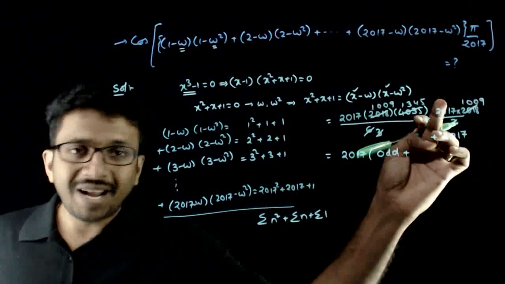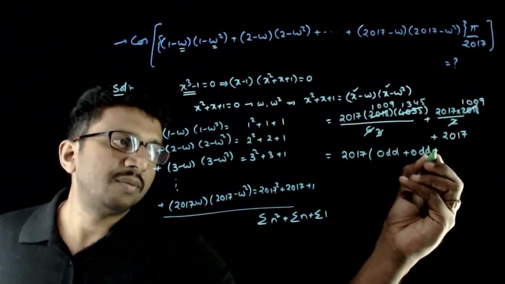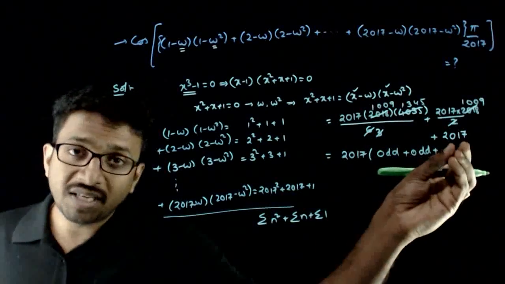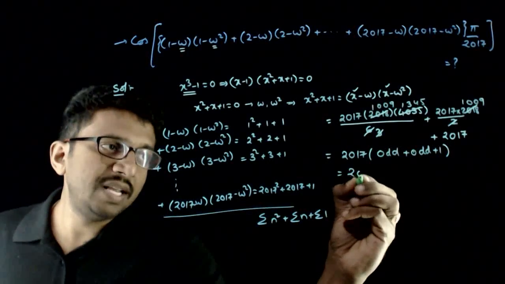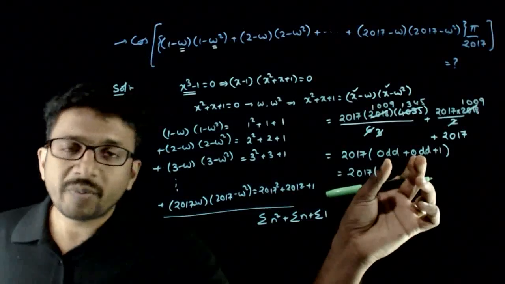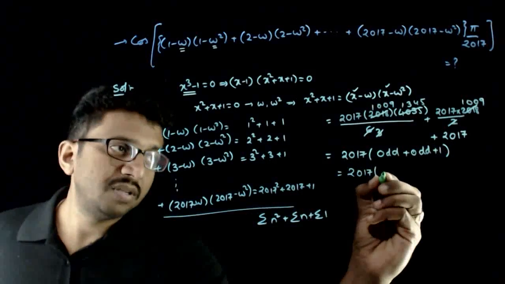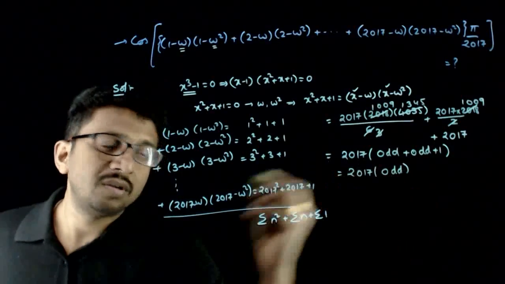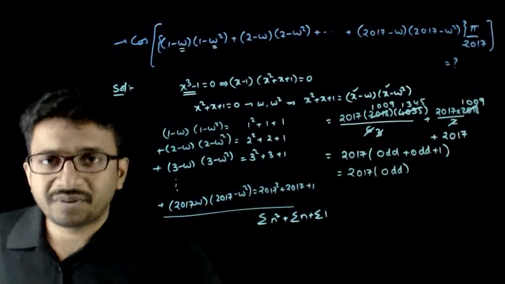Plus, if you take out 2017 here, 1009 is an odd number, plus, if you take 2017 out, you have a 1 here. That is 2017 times odd number plus odd number, which is an even number. So even number plus 1 is an odd number. So this sum is nothing but 2017 times an odd number.